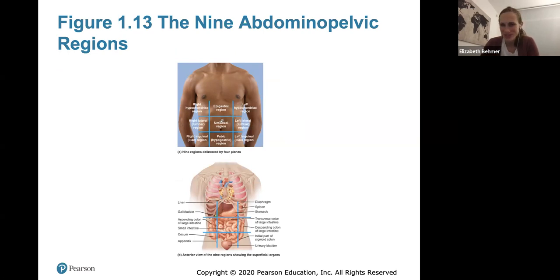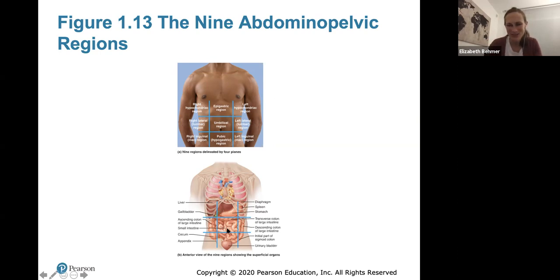The umbilical region is easy. That's the one in the middle. Epigastric is kind of above the stomach, so that'll be above umbilical. Pubic region, right and left inguinal. Remember, inguinal is just groin. So again, knowing those body regions will help you remember the names of these regions. Right and left lateral or lumbar regions, and then right and left hypochondriac. And then understanding more or less what organs lie in each.